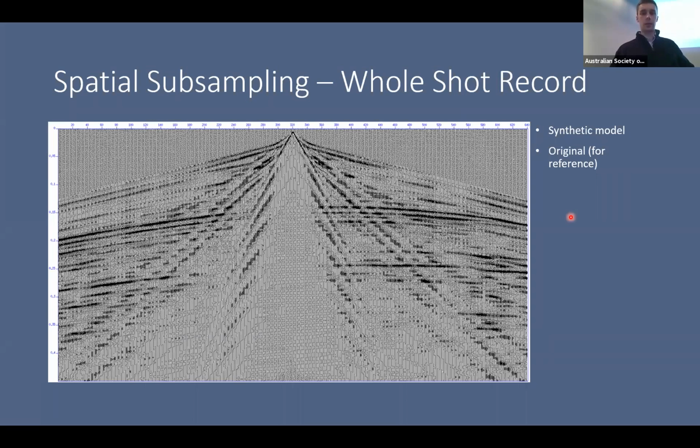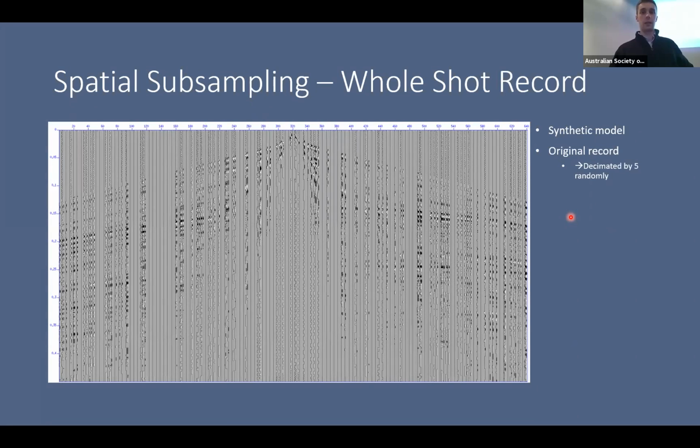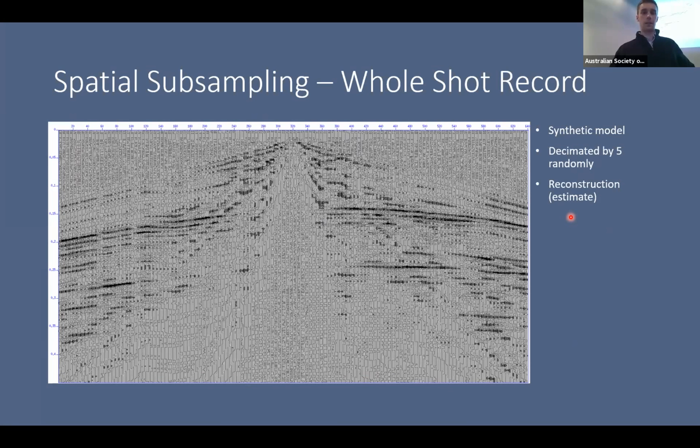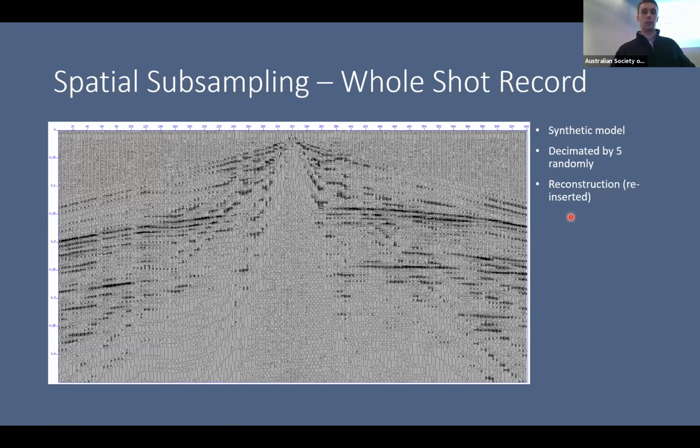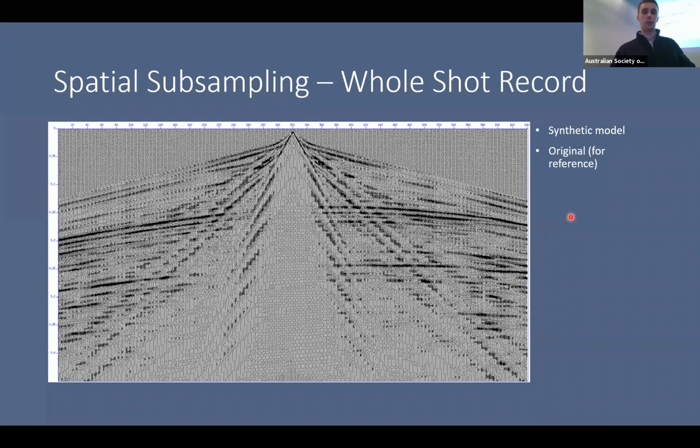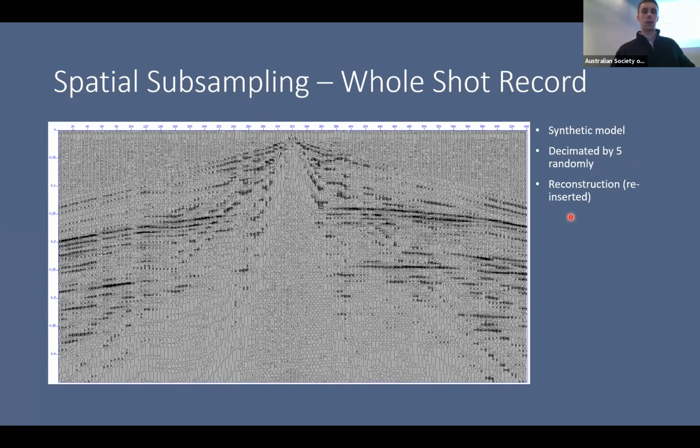So now let's look at decimation by a factor of 5. There are clearly some big gaps here. This is our initial estimate. This is our reinserted. That's the original for reference. Original, reinserted, original. So clearly there's some degraded results.